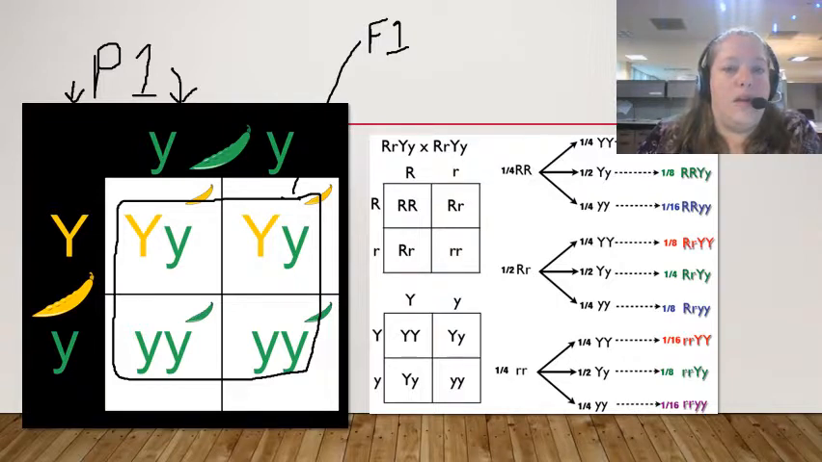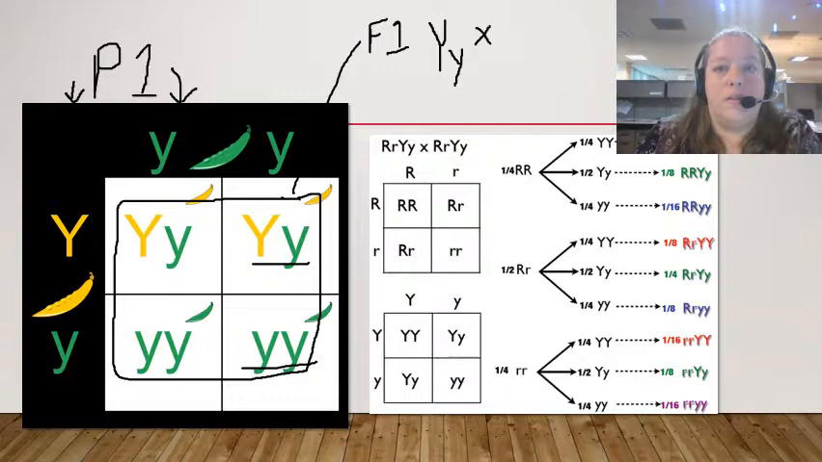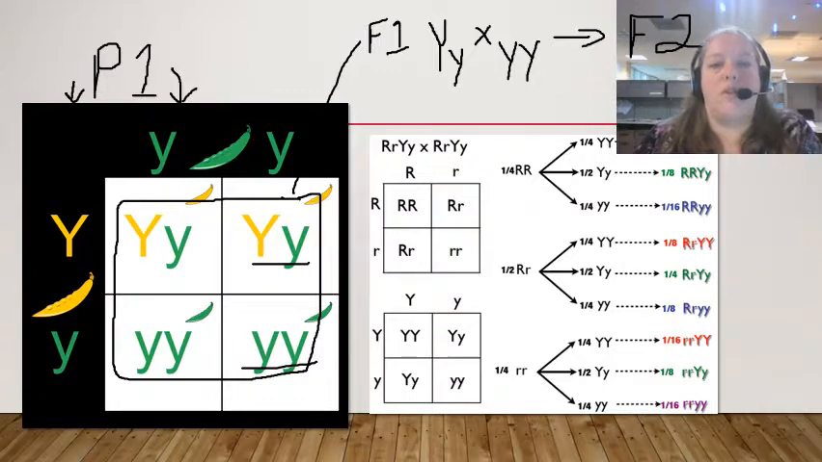Okay, then you are going to pick two from inside that box. So you would pick a capital Y and a lowercase y, and then two lowercase y's. And when you do that cross, everything inside the square is going to be your F2 generation.